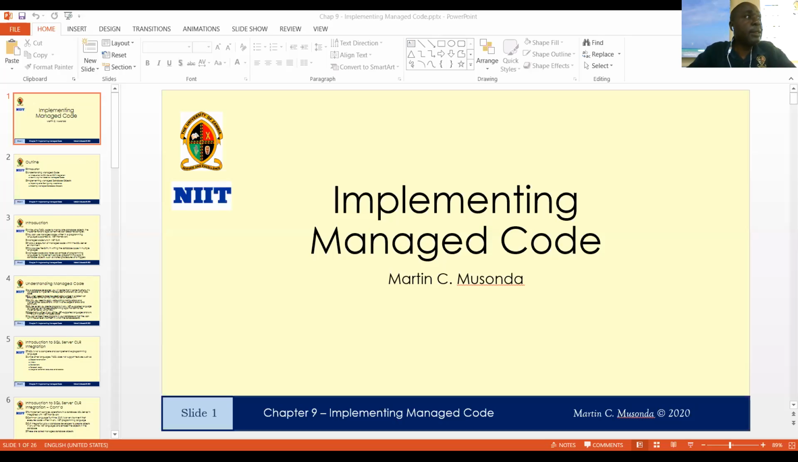Okay, so today we are looking at chapter 9, which is implementing managed code. Chapter 9 and chapter 10 are relatively short chapters, and they are more of theory to sum up what has been considered in the previous chapters. In this chapter, there are two sections.